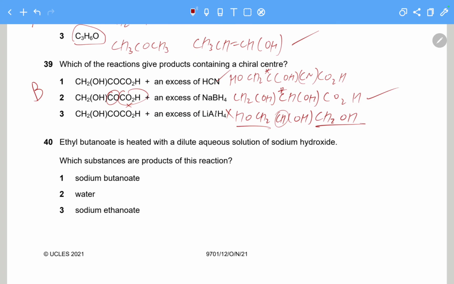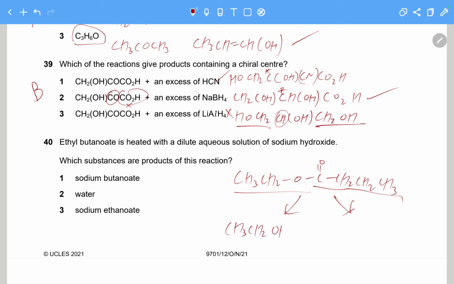The last question: ethyl butanoate is heated with a dilute aqueous solution of sodium hydroxide. Which substances are products of this reaction? So this is an ester, ethyl butanoate. Let's draw it out. CH3CH2OCOCH2CH2CH3. This is the ethyl part and this is the butanoate part. So ethyl butanoate reacts with an alkali, sodium hydroxide. So remember, alkaline hydrolysis of esters gives you the alcohol plus the sodium salt of the carboxylic acid.